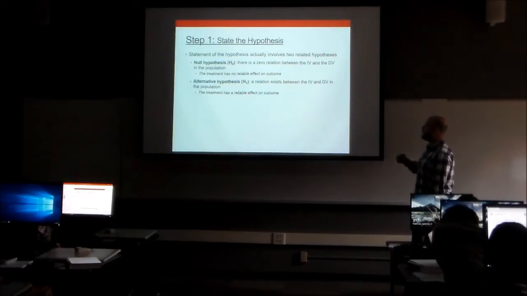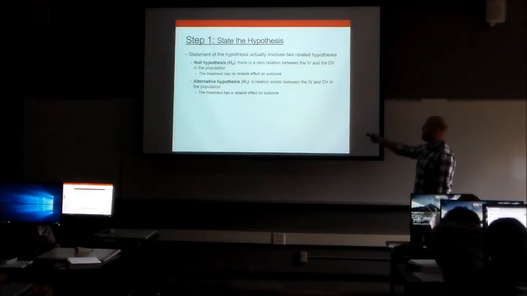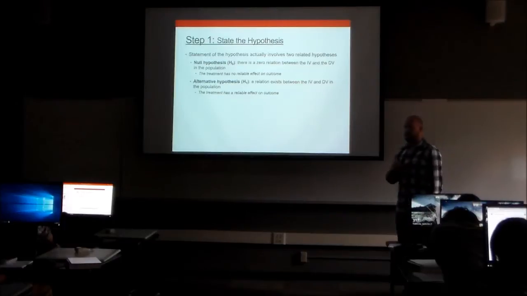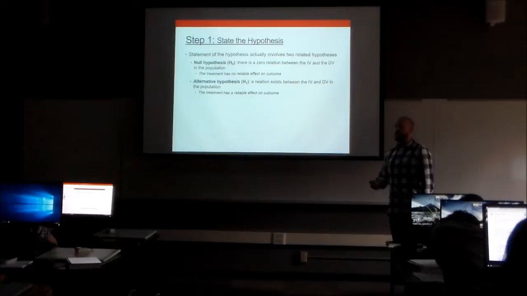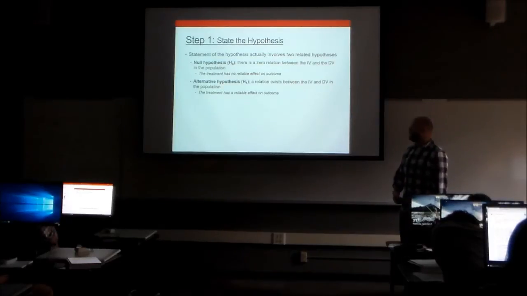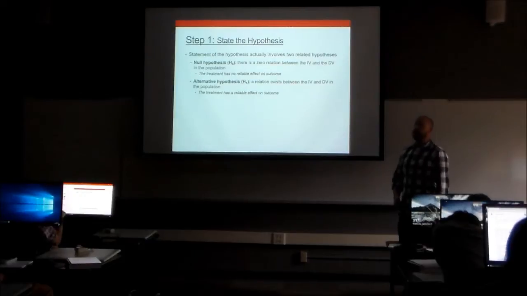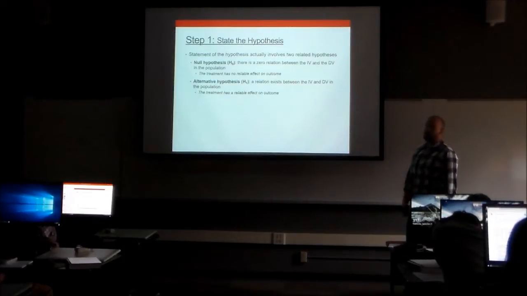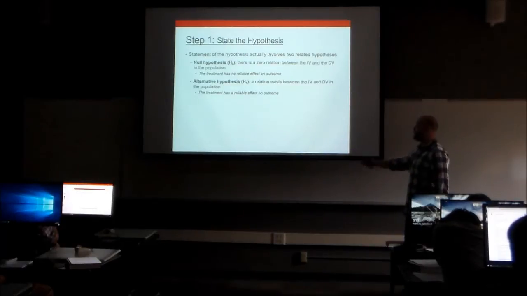Again, this is going to involve actually two related hypotheses. Our standard generic null hypothesis is that there's a zero relation between the IV and DV in the population. My sample will have a mean that's equal to some known population value, or some value that we've specified under the null. The treatment, the manipulation, whatever we're doing has no effect on our outcome. That's essentially what we're talking about with our null hypothesis.